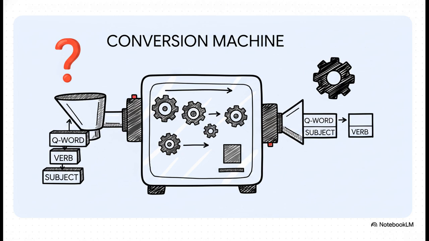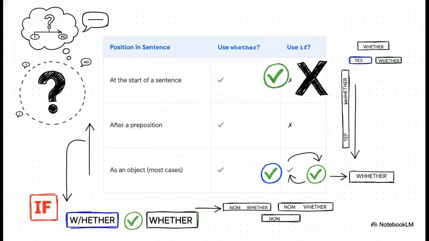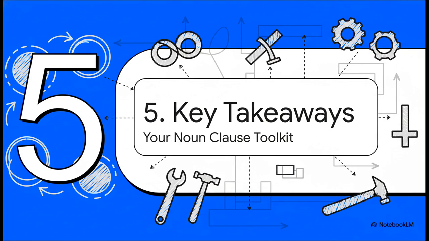This is super important. And for yes or no questions, we use whether or if. But be careful, they're not always interchangeable. This little chart here is your best friend. The big rules, you have to use whether if it's at the very start of a sentence or if it's right after a preposition. You just can't use if in those spots. For most other cases, when it's an object, you can usually use either one. Phew. All right, that was a lot, I know.